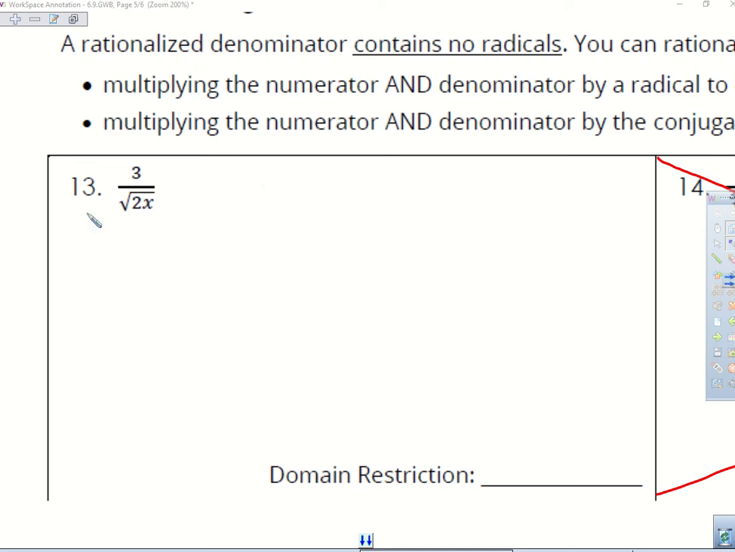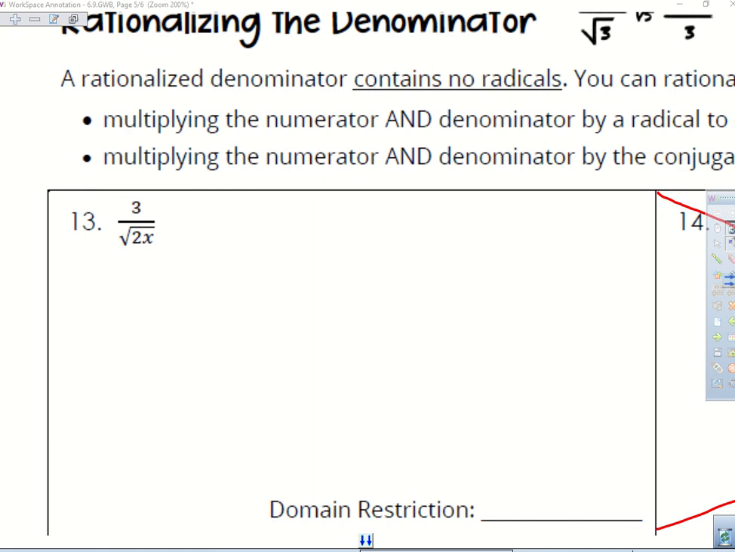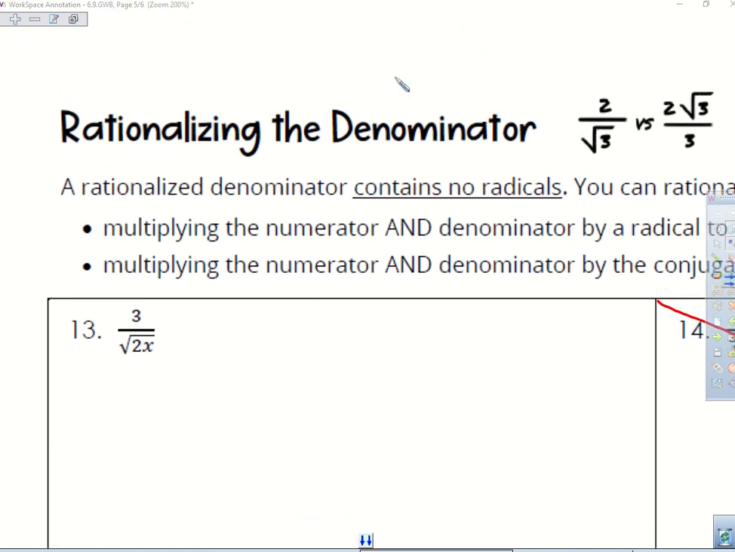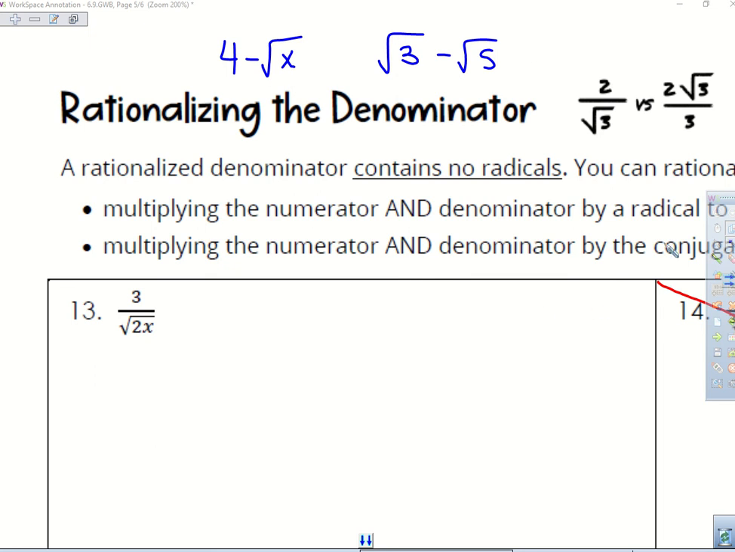The first version is when you have a radical in the denominator, but it's a monomial. So does everybody see why this is a monomial? It only has one term. In this case, this is what a binomial radical denominator might look like. It could be like 4 minus square root of x, or it could be like radical 3 minus radical 5. So anything that's more than one term and has one or more radicals in it. So we'll talk about that in the next slide.